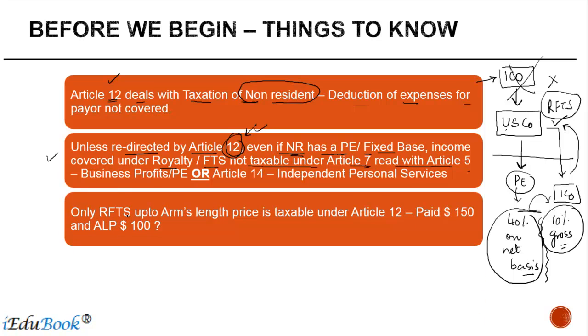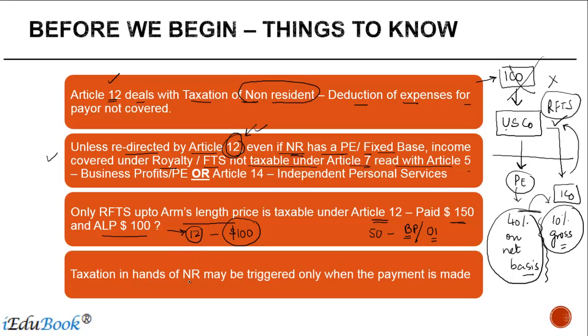Only royalty or FTS up to the arm's length price is taxable under Article 12. We discussed this slightly earlier. If you pay $150, the arm's length price is $100. Article 12 deals with only $100. The balance 50 might be taxable either as a business profit or other income, depending on the facts of the case, but for Article 12, only $100 is relevant.